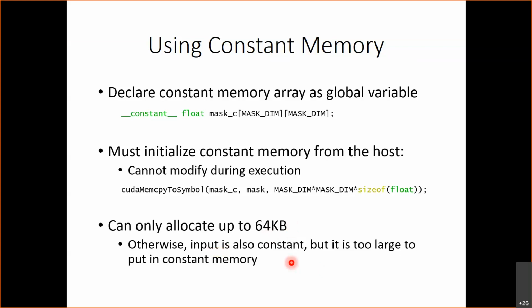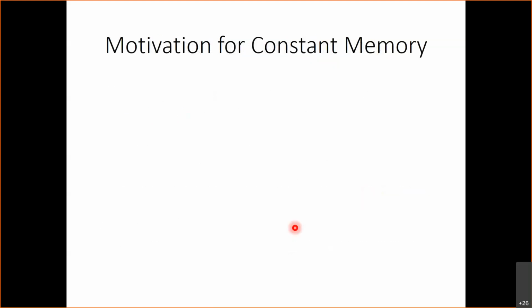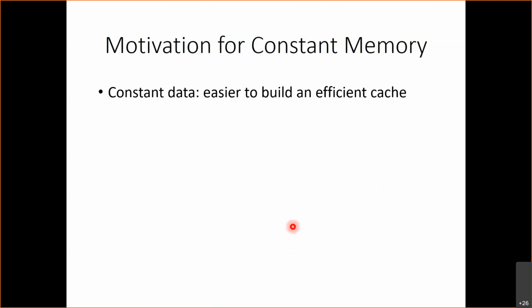Now, what's the motivation behind having this constant memory, and why does knowing that it's constant make it faster, and why do we have only a limited space? Well, the motivation is as follows. First of all, when data is constant, it's easier to build an efficient cache for it, right? Why is that? What's the difference between building a cache for data that might change and building a cache for data that is constant?